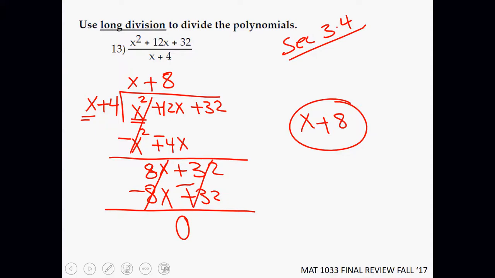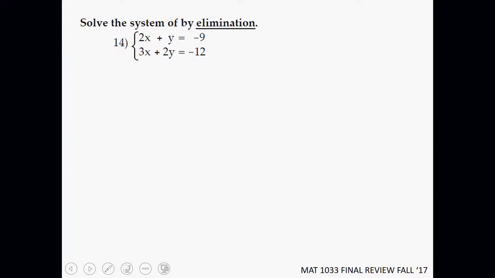Okay, next question. Using elimination to solve the system, and this is section 2.3, if you would like to review it in your book. We have an option to eliminate x or y. Since y has a coefficient 1 in the first equation, it's easier for us to eliminate y.